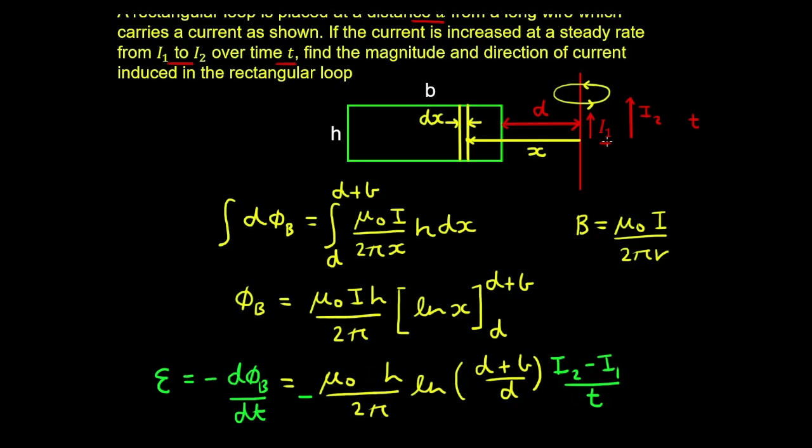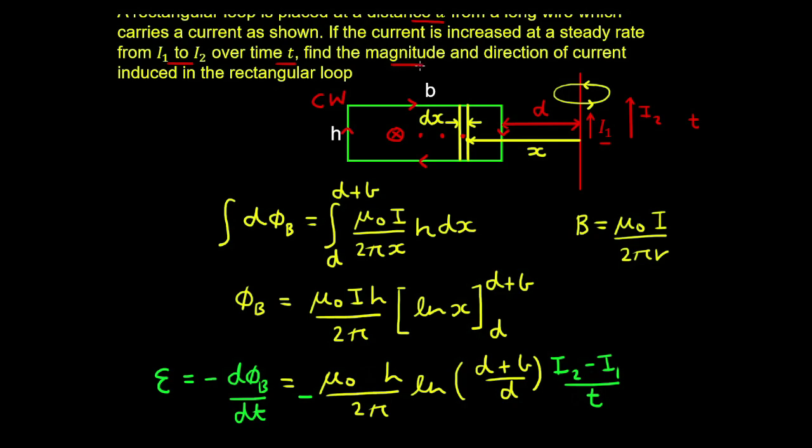So because the current in the wire is increasing, that's going to result in a magnetic flux that's increasing out of the screen. So therefore the current in this loop is going to act to create a magnetic field that opposes the change in magnetic flux. So by the right hand rule, the current flows clockwise to create a magnetic field going into the screen.